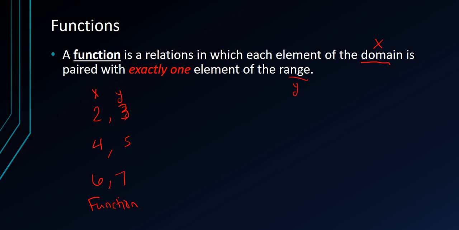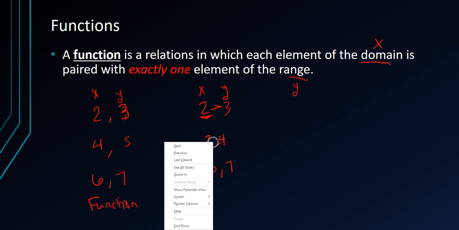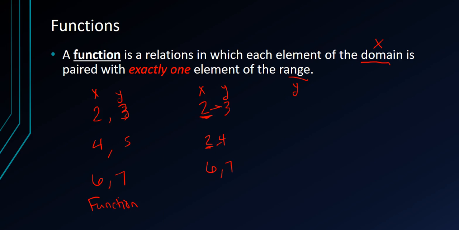However, if I had something like (2, 3), (2, 4), and (6, 7), that would not be a function because the domain value of 2 goes to 3, and the domain value of 2 goes to 4. So that's not allowed for it to be a function. It's still a relation, but it's not a function because that domain value repeats and goes to 2 different y values. Now, it doesn't matter what the y values are doing.